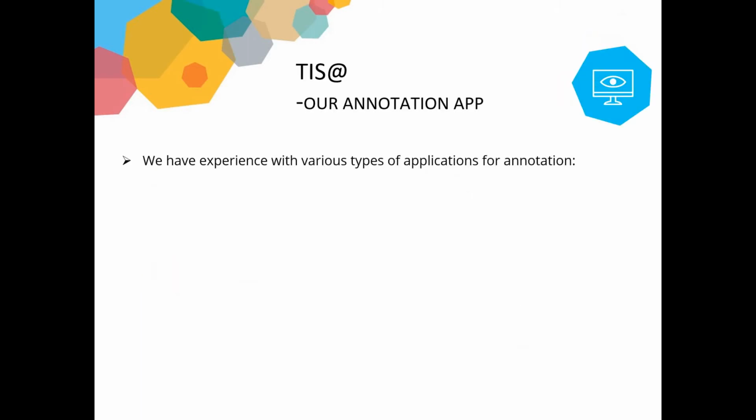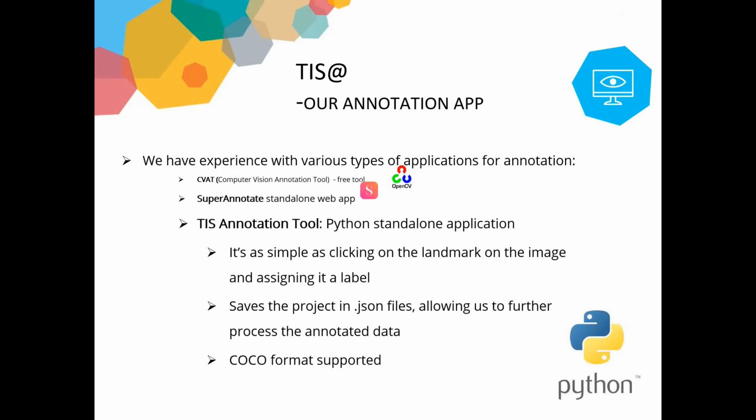We have experience with various types of applications for annotation: Computer Vision Annotation Tool, SuperAnnotate, and most recently, our own application, this annotation tool. We made the annotation process as simple as clicking on the landmark on the image and assigning it a label. We can easily process the annotated data because it is saved conveniently in JSON files. It supports the widely used COCO data format.